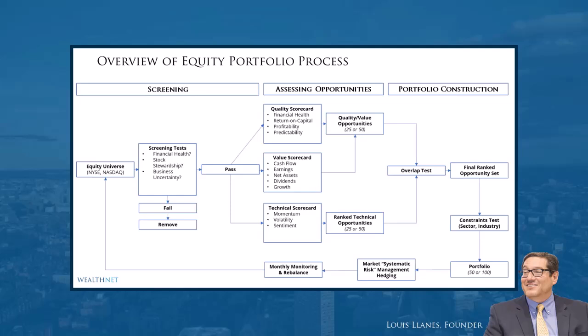So we go through a process of picking the best ones, and we get rid of overlap. Once we've done that, now we've got our final ranked opportunity set. From that opportunity set, we go through an algorithm where we go through each stock, looking at it, and we say, okay, what are the constraint tests, and do they pass them all?